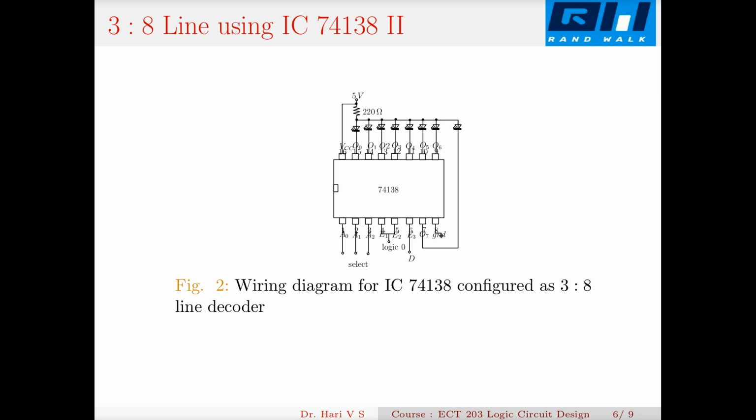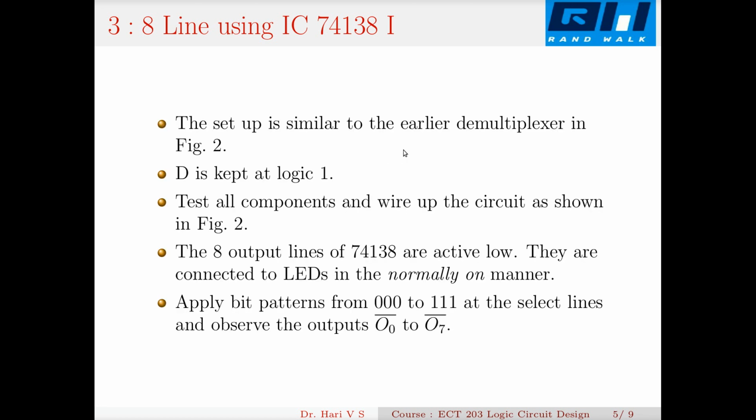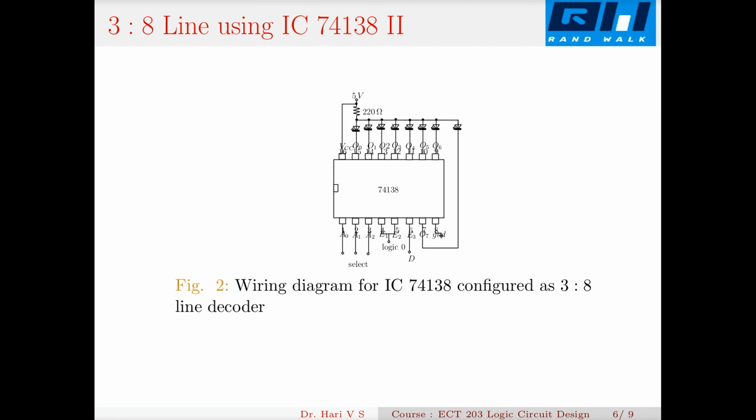These input lines are A2, A1, A0. These are the three select lines. When these select lines count from 000 to 111, these outputs go low. This is an active low output. This is how I use 74138 as a 3 to 8 line decoder.